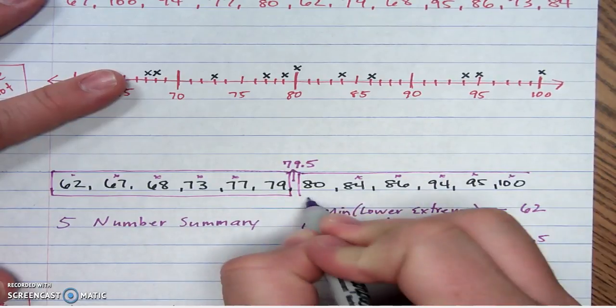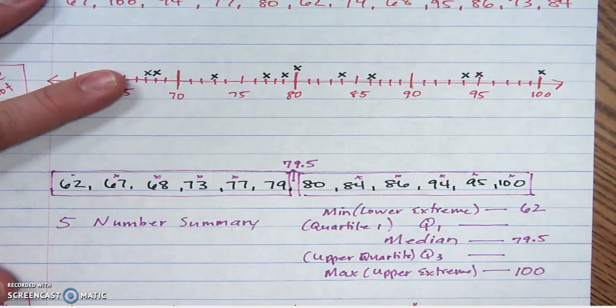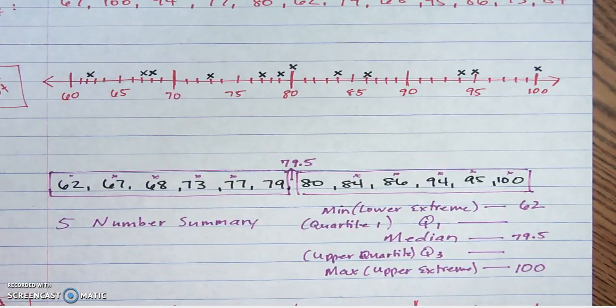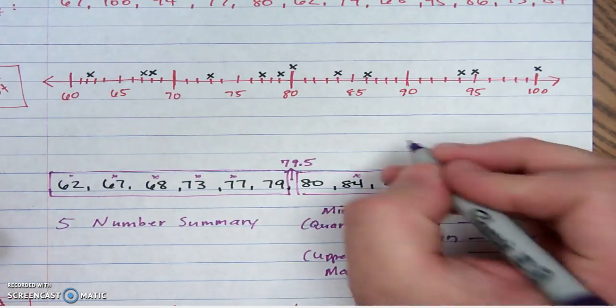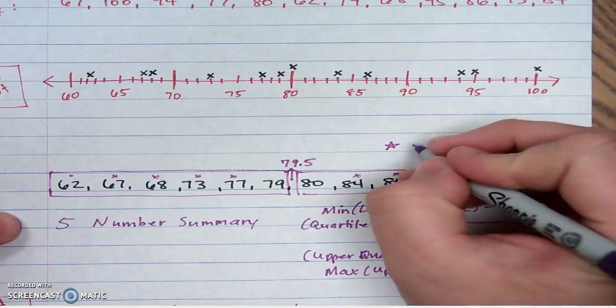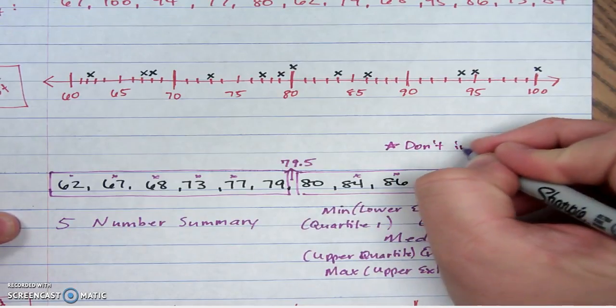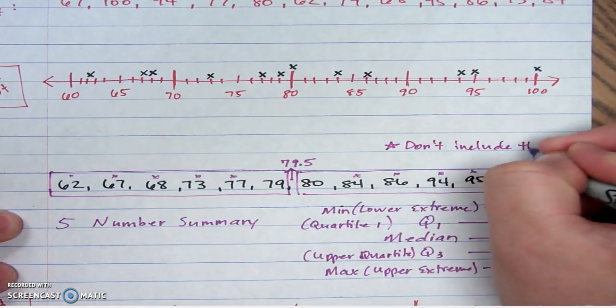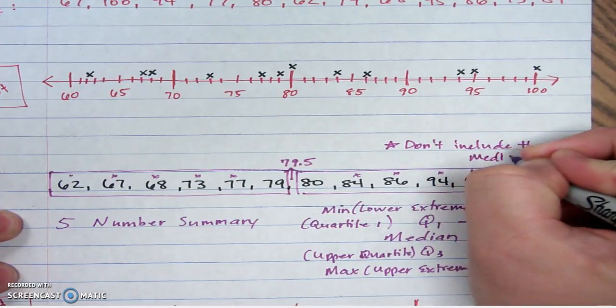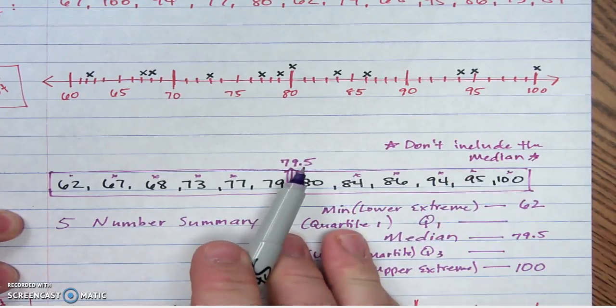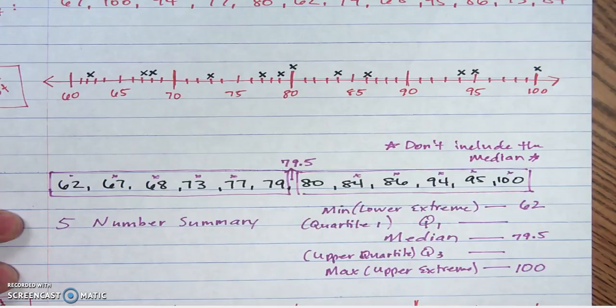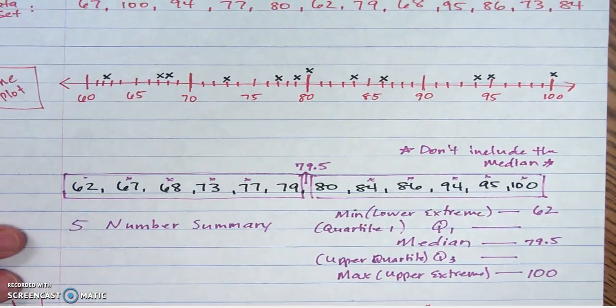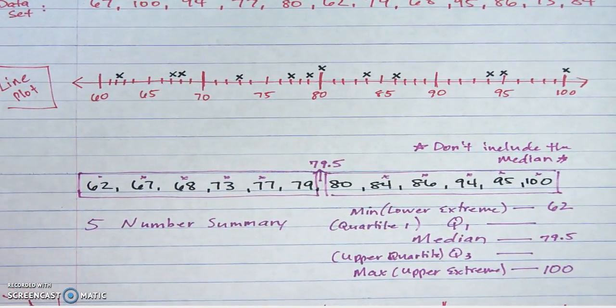So Q1 is going to be the median of the left box. Q3 is going to be the median of the right box. And it's very important to remember that when you find the upper and lower quartiles, don't include the median. So I had to find the average, my median of 79.5. If you didn't need to find the average, if you had an odd amount of data points in your data set, then you would just not include that in there at all. So there would be one number in between your two boxes, just kind of like I have here.